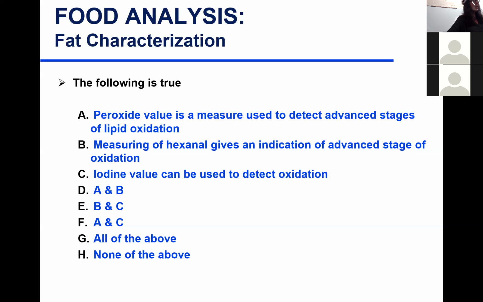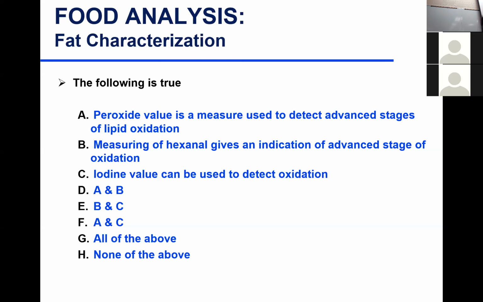Because oxidation attacks double bonds, we can also see a reduction of iodine value in an oxidized oil. For identification purposes of different oils, there are tables for iodine value, tables for saponification value, tables for refractive index, and so on. So the iodine value of the reference oil will be higher than the iodine value of an oxidized oil.